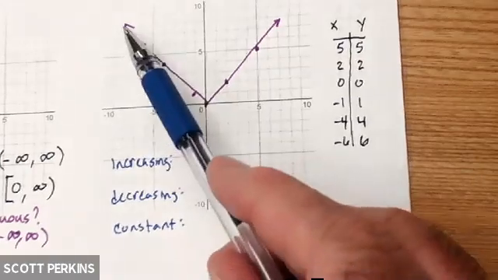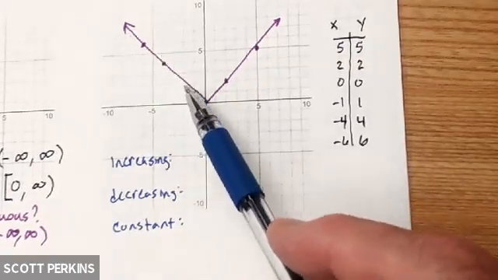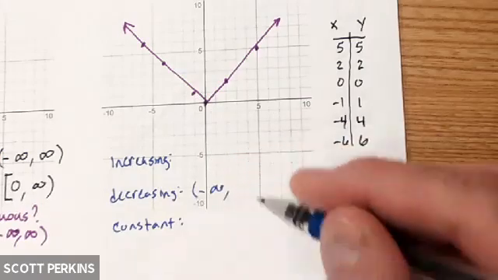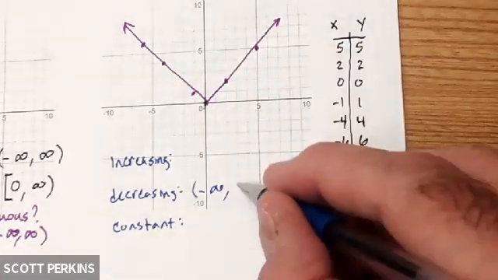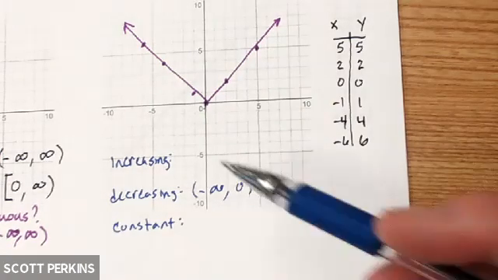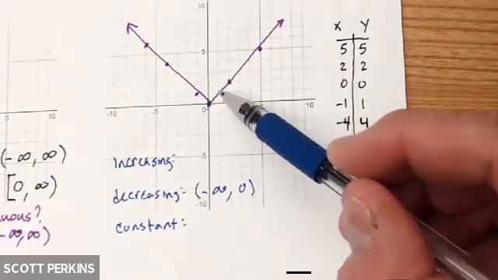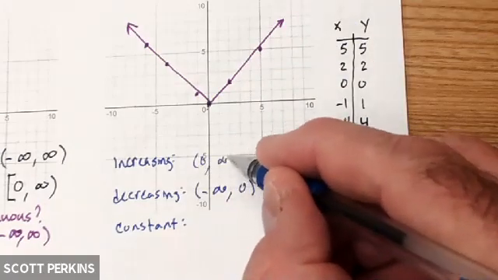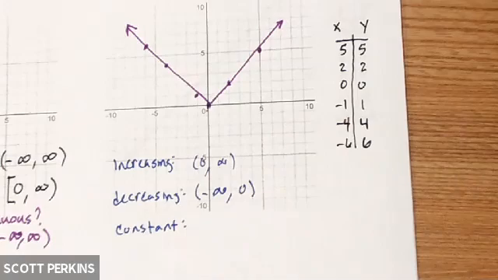So when I start to the left, what is the absolute value graph doing first? It's decreasing. Yes, it is. It's decreasing. Starts at negative infinity, and right here at the cusp, that's 0, and it stops decreasing right there. And then it immediately turns and increases. Yes, from 0 to infinity. Again, it's not constant anywhere.